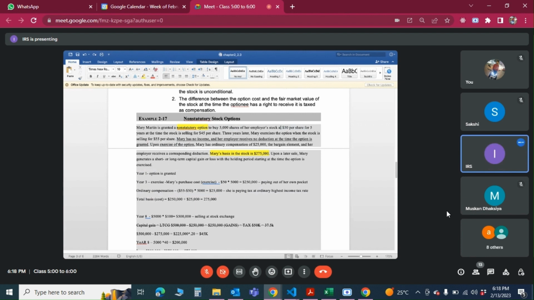The option is to buy 5,000 shares of employer stock at $50 per share for 5 years. For the next 5 years she has this option. The company is saying that in the next 5 years you can buy a stock at $50 per share. But when it was given to her at the time of grant, the stock was at only $45 per share. So obviously, why will she go for the employer price? Employer is saying you can take it at $50. The stock exchange is saying we are selling it for $45. This is at the time of granting, so don't worry about it.